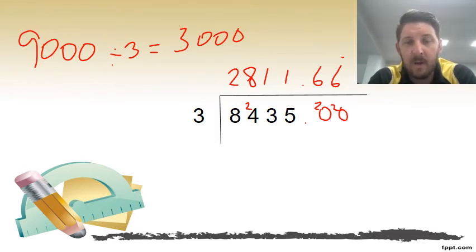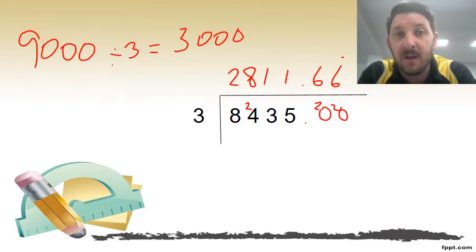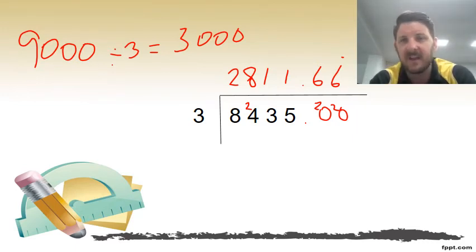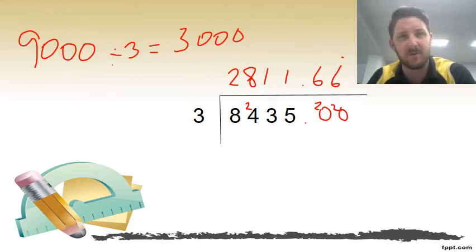Now, we're only going to the hundredths house, gents. Because we're only going to the hundredths house, we can stop at that second decimal place. Have a look. Is 2,811.66 recurring close to 3,000? Yes, it is. So we must be pretty close. We're on the money there, gents.